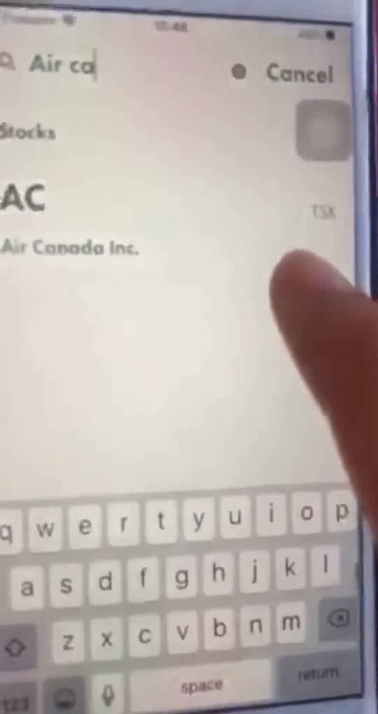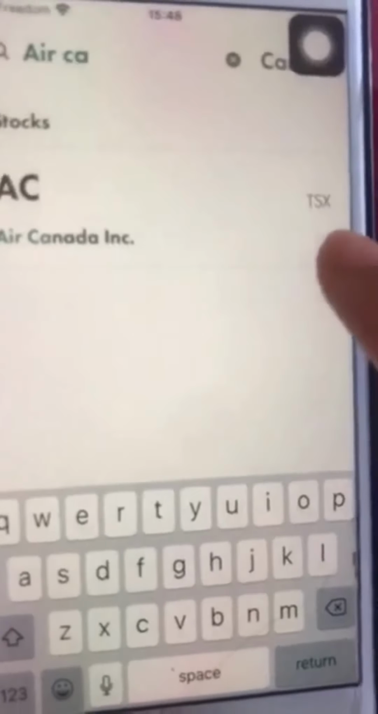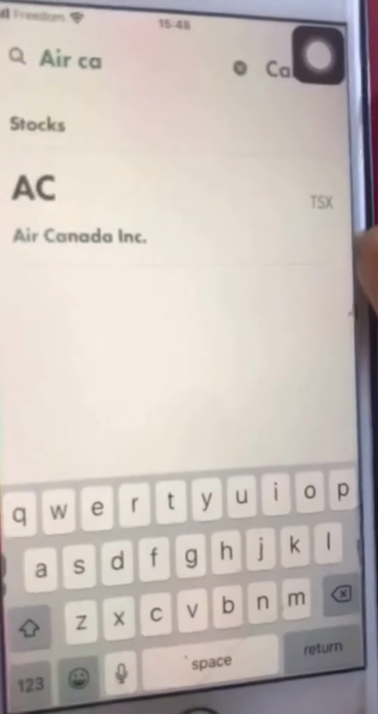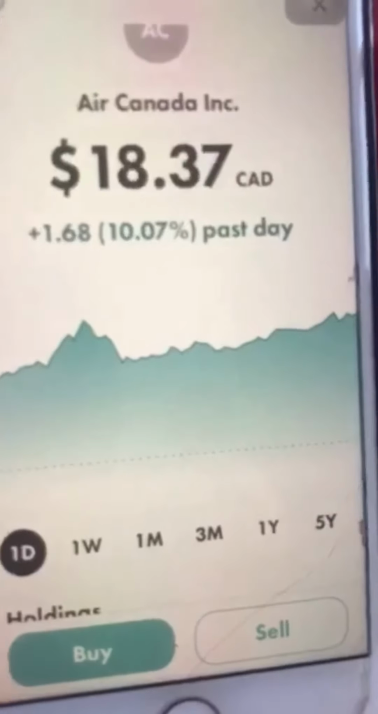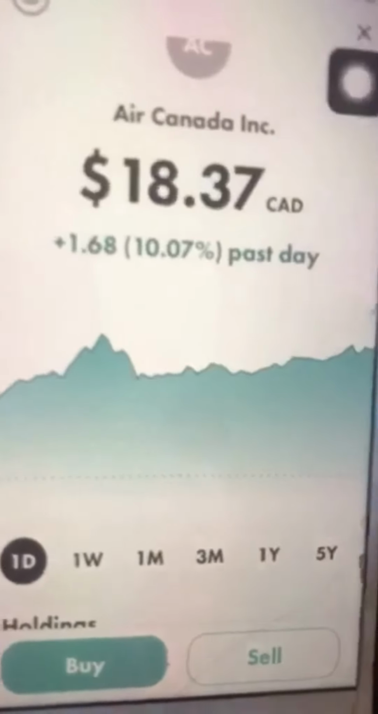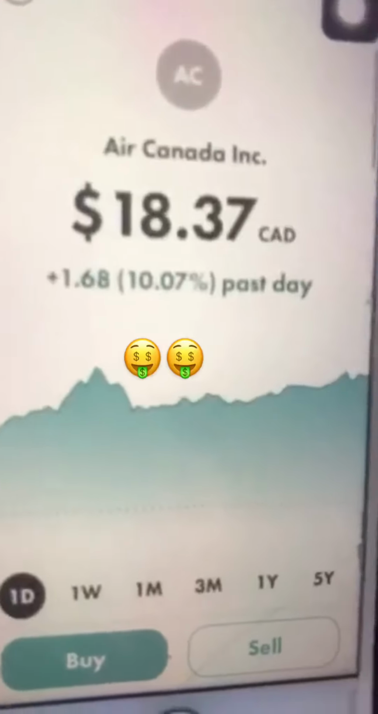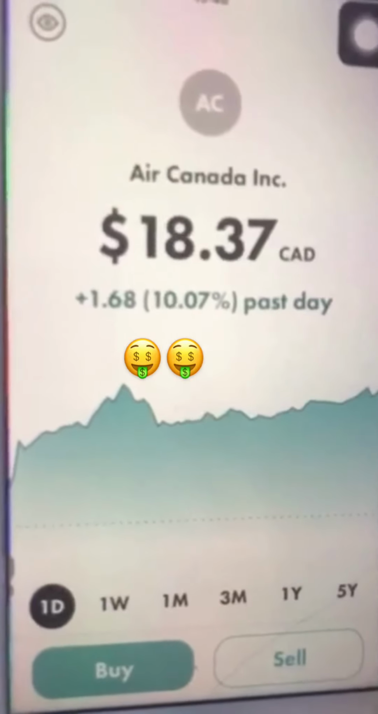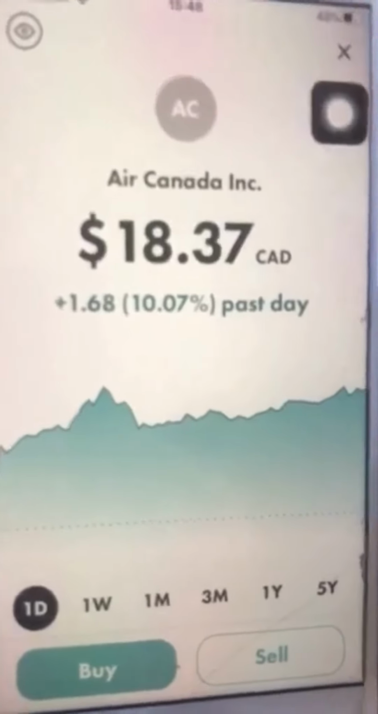So this one, the first one that comes up, it's in TSX because it's trading in Toronto Stock Exchange. So Air Canada, during the day, it went up by $1.68, and that's a 10% increase. Wow. So it's currently trading at $18 per share. So that's very affordable for most people.